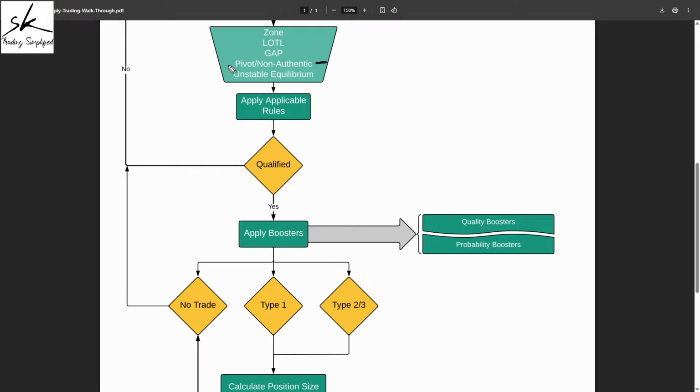So yes, for a conservative trader, this is where it ends. This is not a qualified setup for you. For someone who is aggressive, we'll move on to the next step. So unstable equilibrium not applicable. After applying all the applicable rules, is the zone qualified for us? Again, using the pivot not authentic, the most conservative approach, this is not qualified. But ignoring it, I'll say, okay, yes, it is qualified for me.